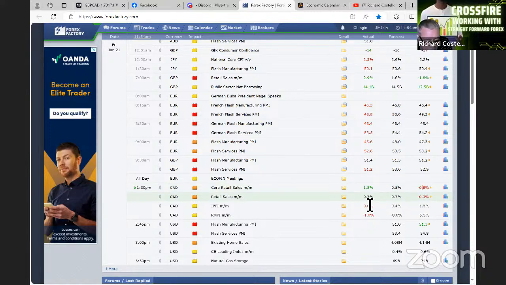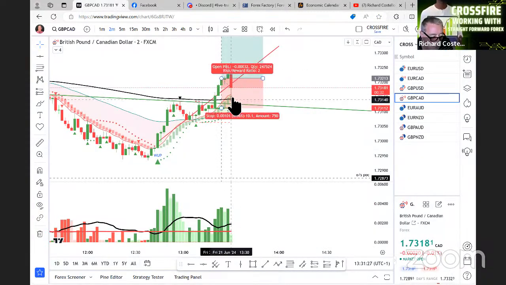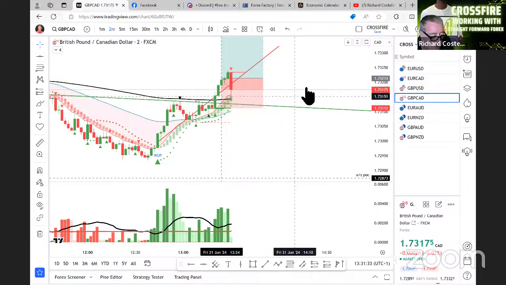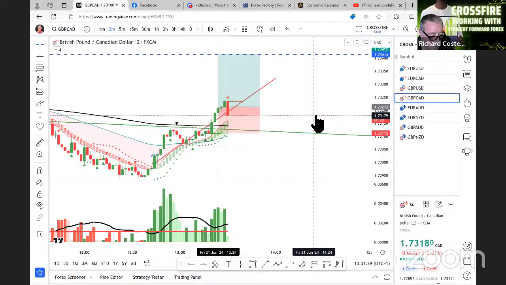That was exactly what was expected. And these two lesser important news items were worse than expected. But that was the big news. That was what pushed price down. So GBP/CAD price has come back down. It's gone down to the 200 moving average and rejected it. It's now starting to go back up again slightly. So the news affected the Canadian dollar positively.